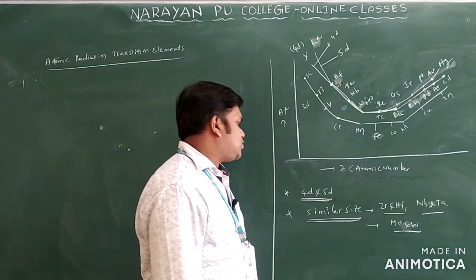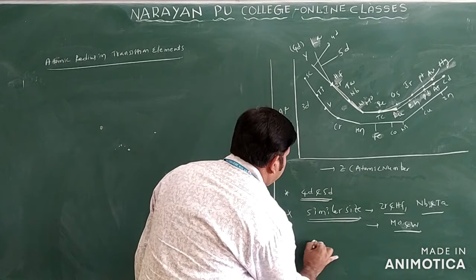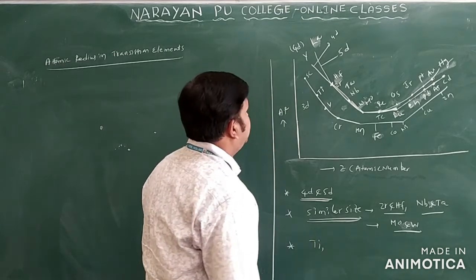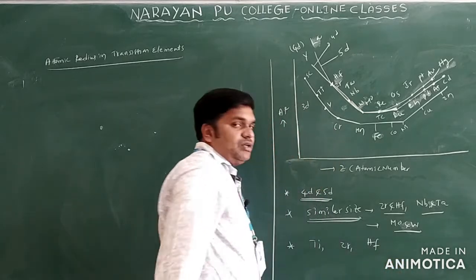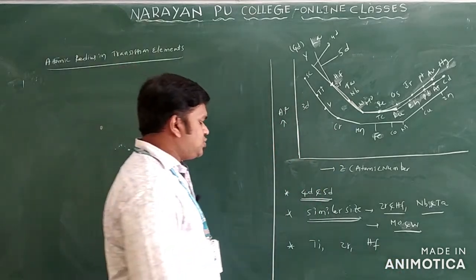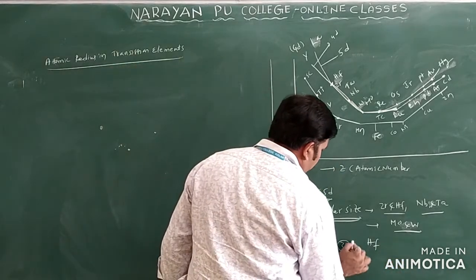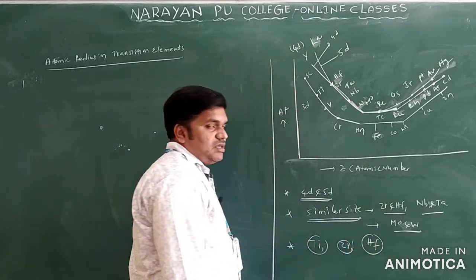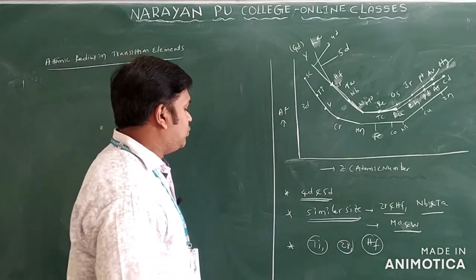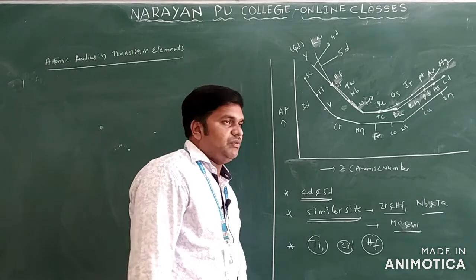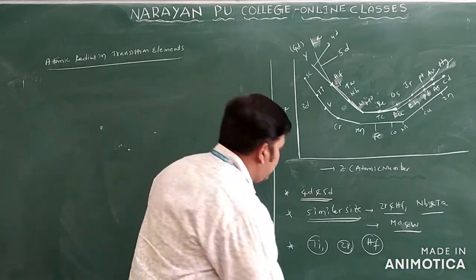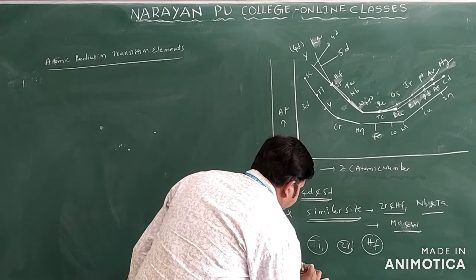If we take this, suppose I am taking titanium, zirconium and hafnium only. Clear? So what are the configurations of titanium, zirconium and hafnium? Titanium's atomic number is how much? Scandium, titanium, we have titanium 22 only. So we will write here, what will you get?